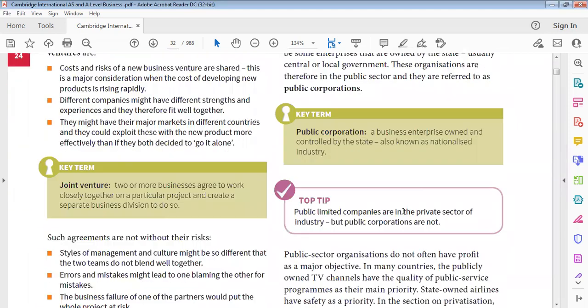And public corporation is the same as public company. Some people call it public company, some people call it public corporation. It doesn't matter, same thing. The main thing is it is owned and controlled by the government. Owned and controlled by the government. They call it state. It's the same thing. Government.